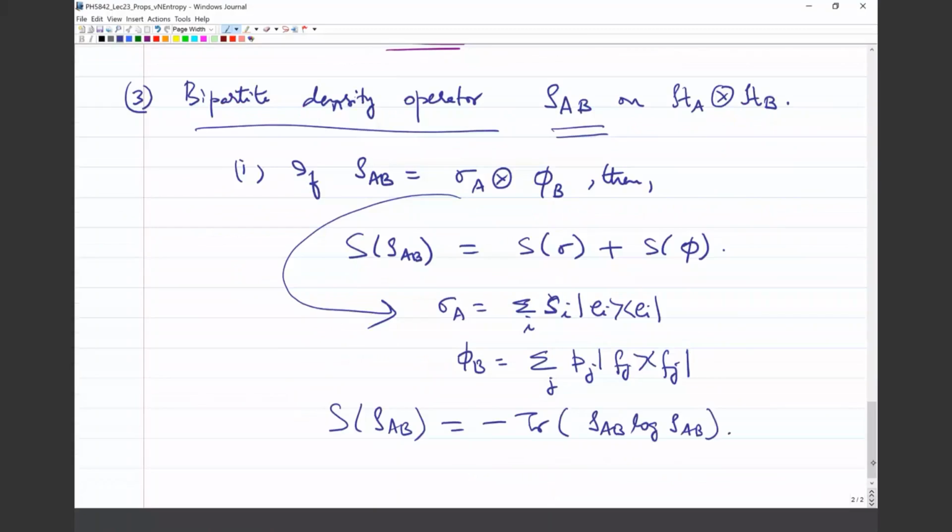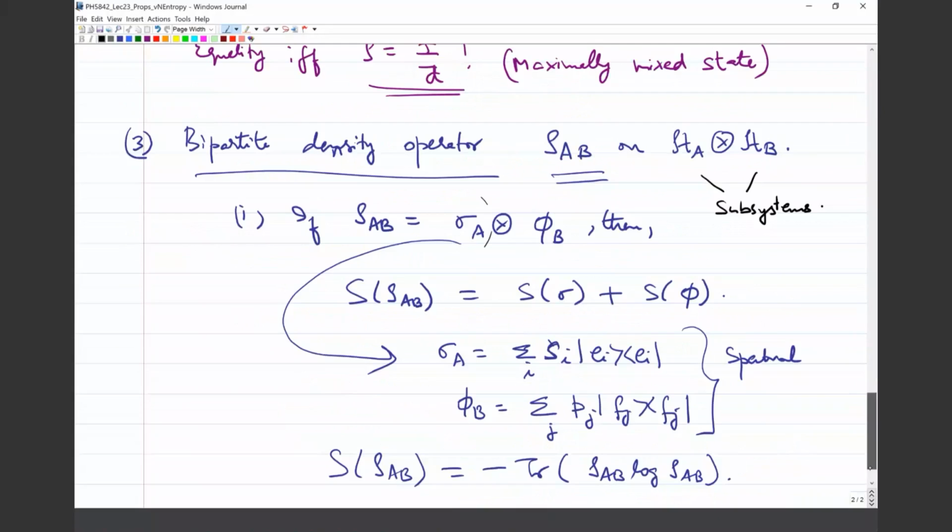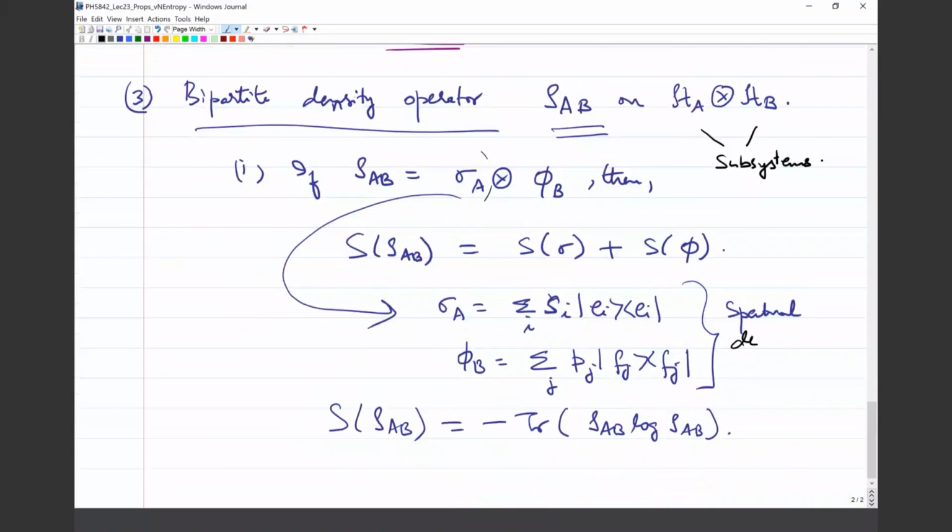But now, remember, these are the spectral decompositions of the individual subsystem density operators, right? I don't know if I've used this word before. Each of these is called a subsystem, so there are two subsystems here. Sigma A is one subsystem density operator, phi B is the other subsystem density operator, right? So this is the spectral decomposition of the individual density operators on their own subsystems.